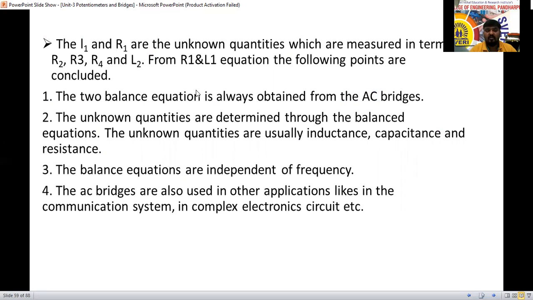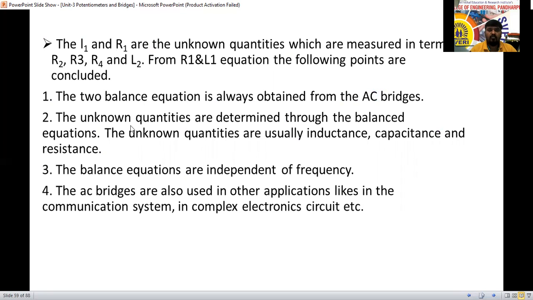Now you have to remember the following points. The two balance equations are always obtained from the AC bridges here. Both equations we have obtained, one for R1, another one for L1. They are always obtained from the AC bridges only. For the DC bridges, only one equation will be obtained.